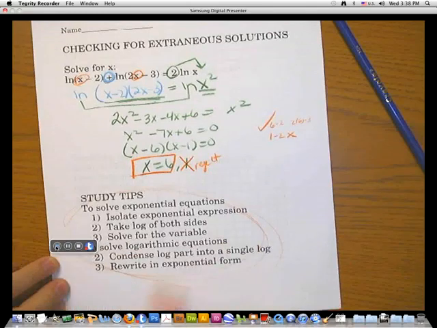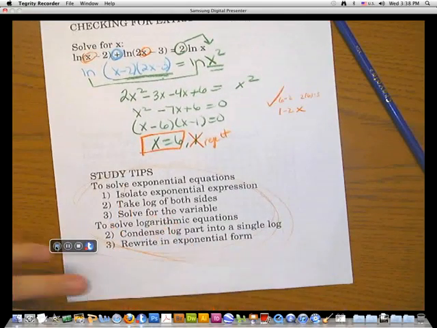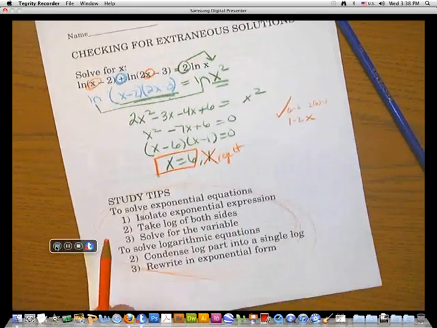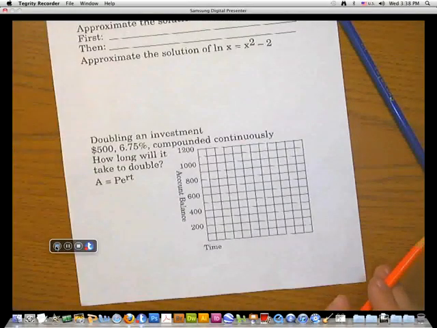So here's some study tips. Again, how to solve. We isolate. We change logs to exponents, exponents to logs. You can read through that.